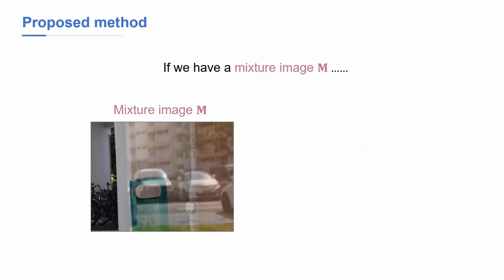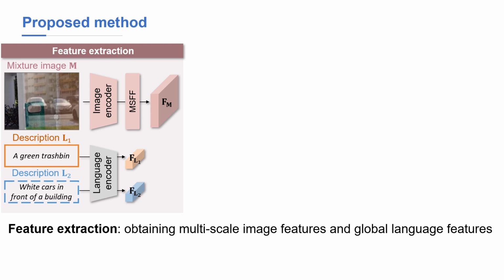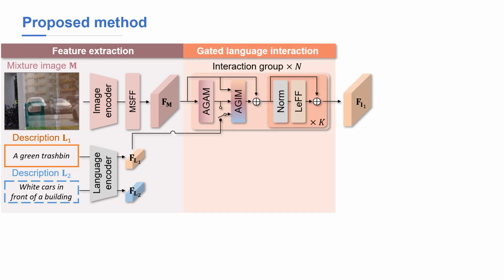If we have a reflection-contaminated mixture image, we can provide a transmission description and an optional reflection description. For the first feature extraction stage, we get image and language features using pre-trained encoders. Then in the gated language interaction stage, the transmission description and image feature are fed into cascaded interaction groups for separating clean transmission feature.